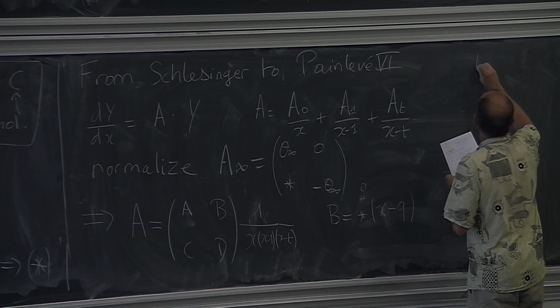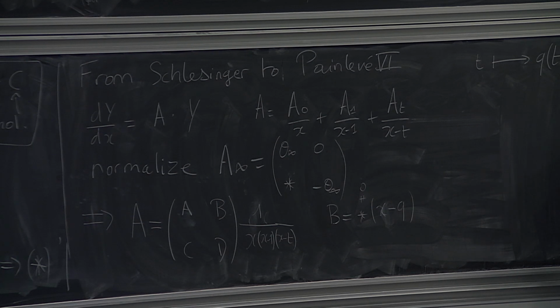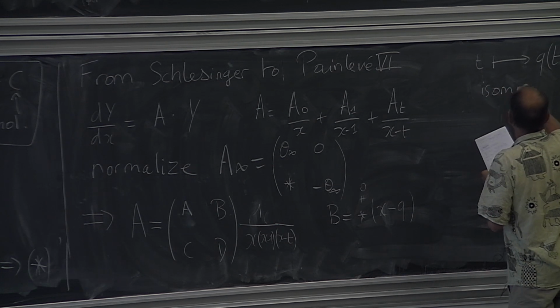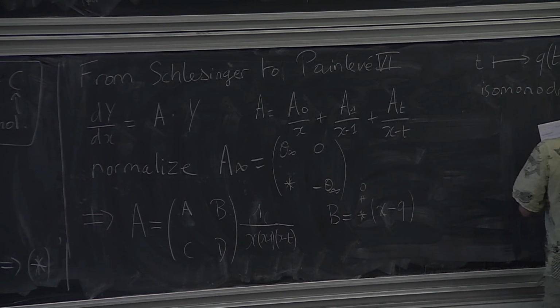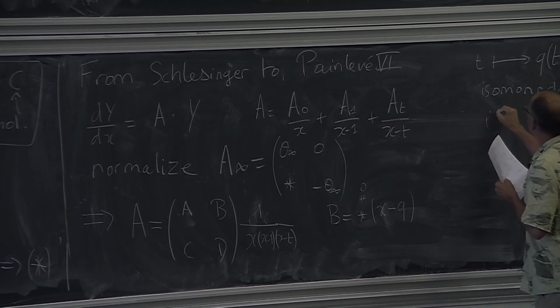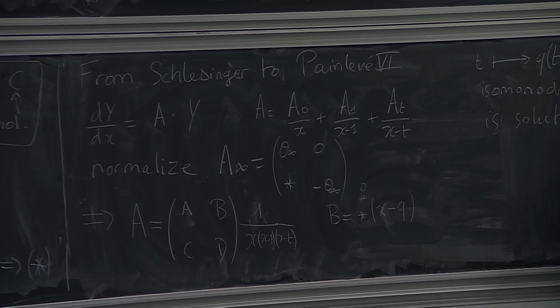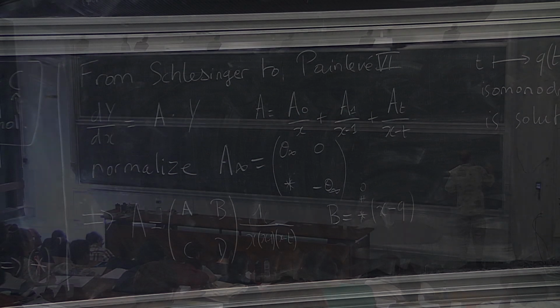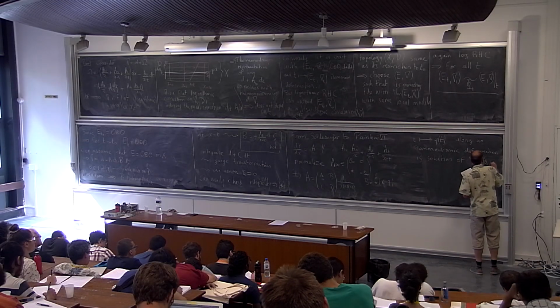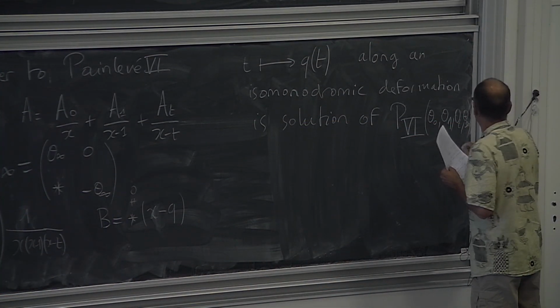And then, if you look at t gives q of t along an isomonodromic deformation, is a solution of the Painlevé VI equation. So the Painlevé VI equation has parameters, and the parameters are more or less the eigenvalues that are fixed in the deformation.